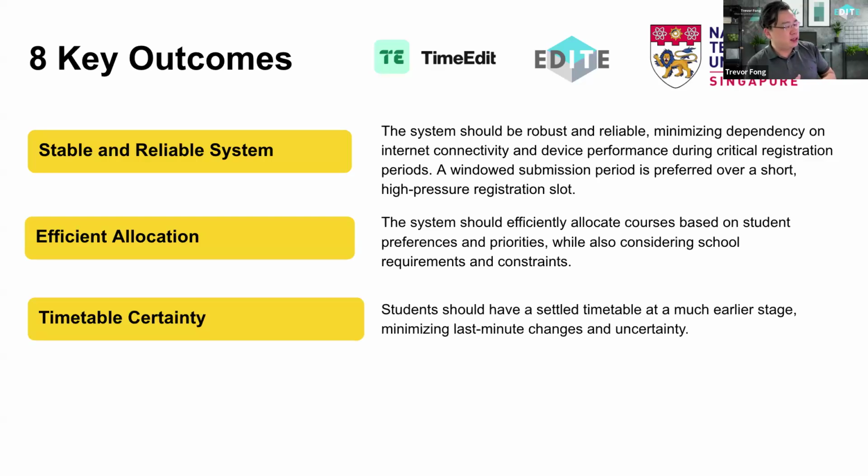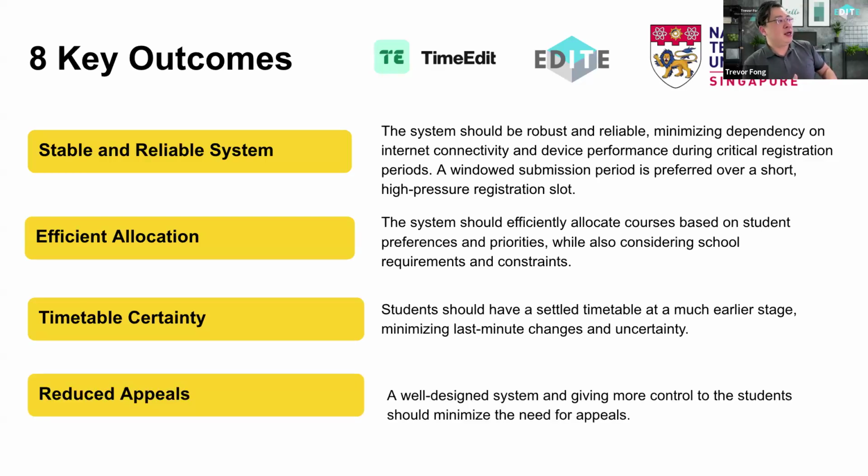The seventh one is timetable certainty. Students should have a settled timetable at a much earlier stage. I think that's definitely more desirable. And of course, reduce appeals, minimizing changes on the administrative side. So I think these are the 8 key outcomes that we were thinking we will try to solve as part of the proposal of our solution.